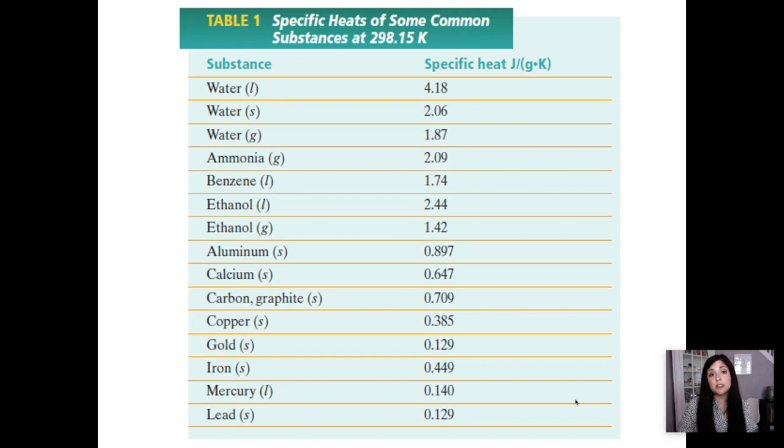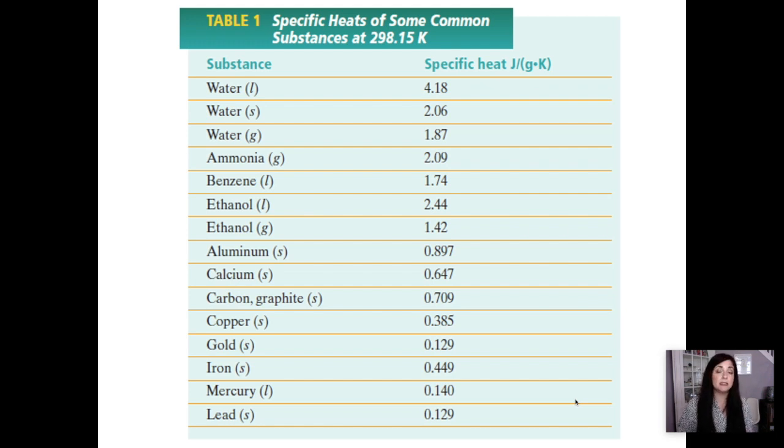And here are just some specific heats for some common substances. What has the highest specific heat is water. Water in every state of matter has a very high specific heat. It takes a lot of energy to raise the temperature of 1 gram of water by 1 degree Celsius. And that's because you have to break some hydrogen bonds to do that.